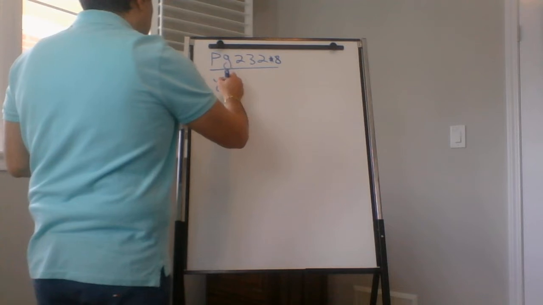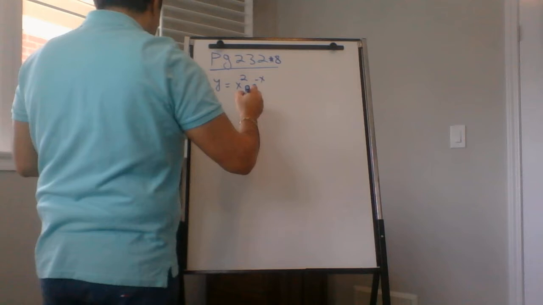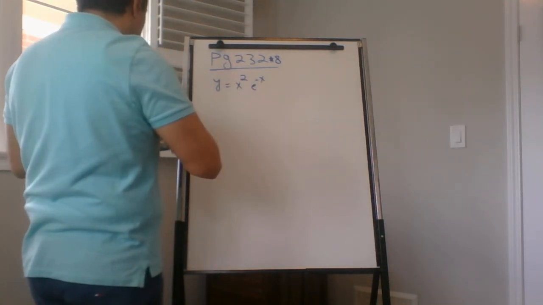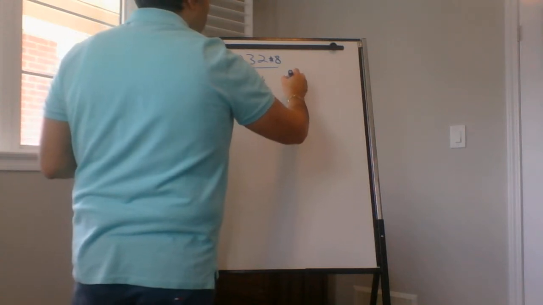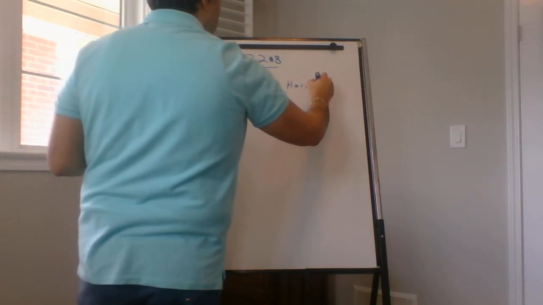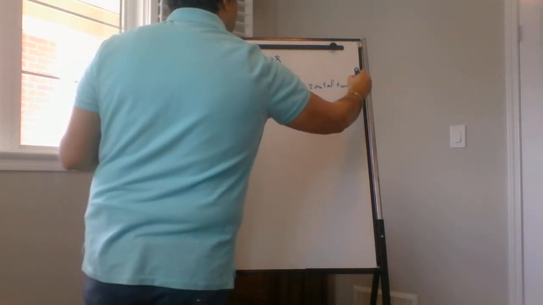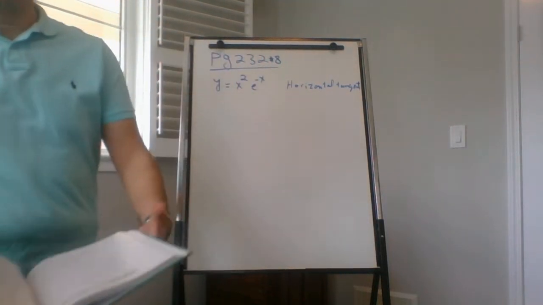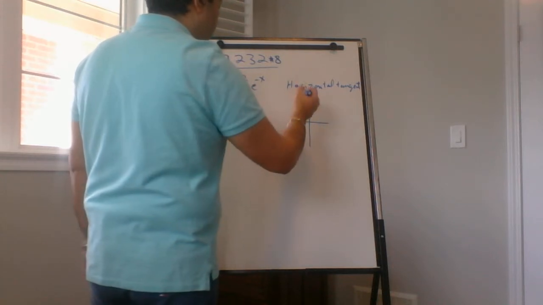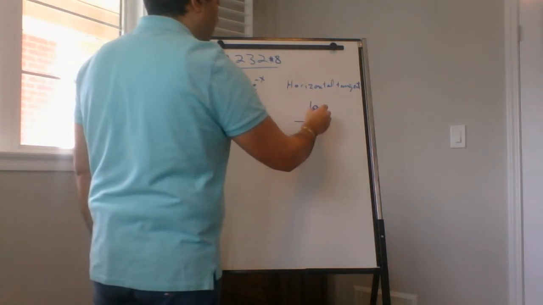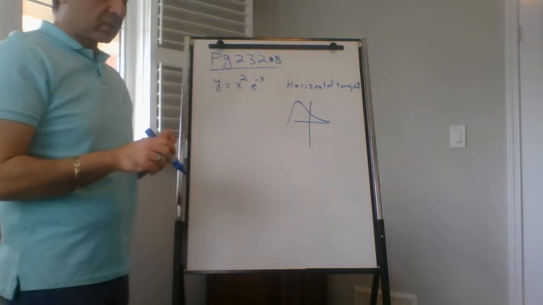y equals x squared e to the power of negative x, the tangent is horizontal. What does the question mean? Any curve, I don't know how this will look like. Probably it will be something like this. I have no idea, but this is not my concern.